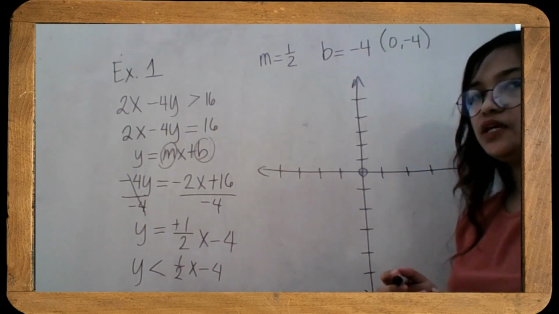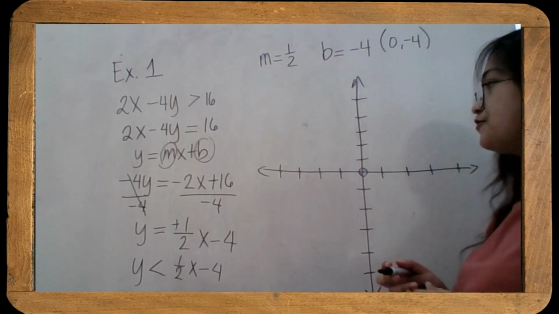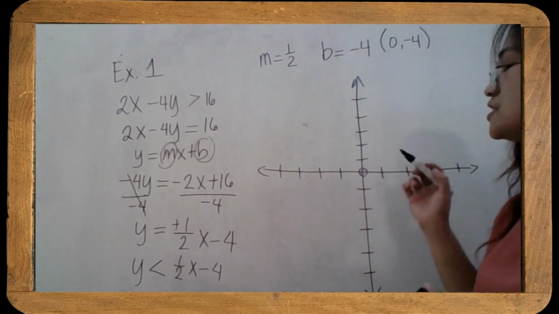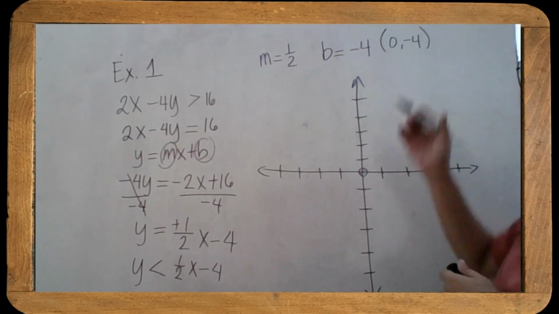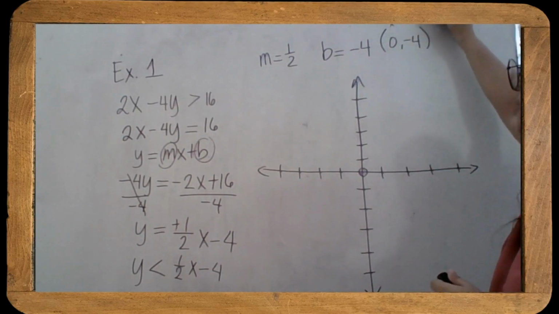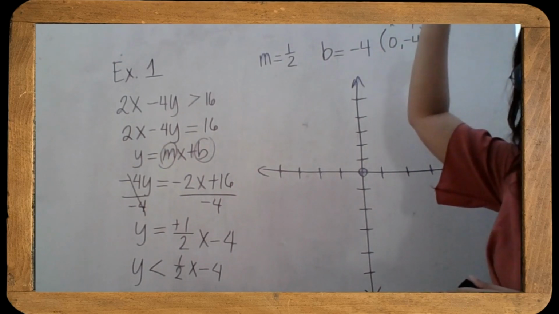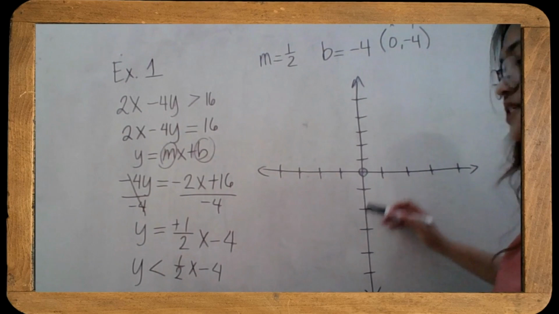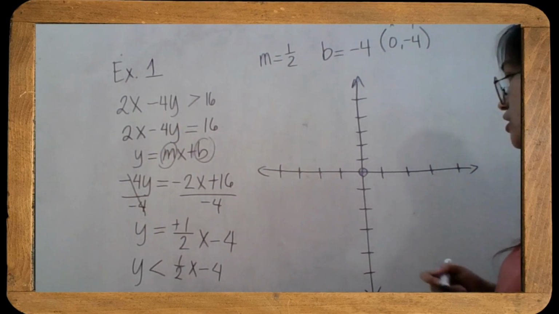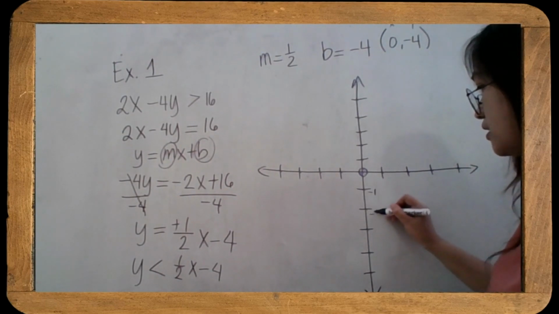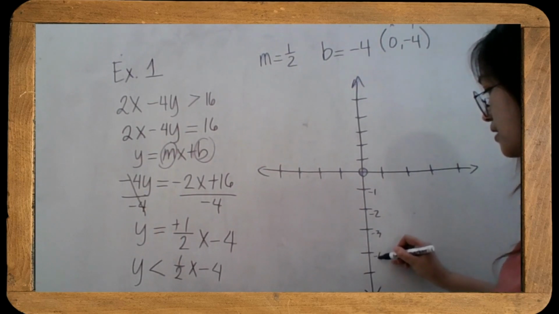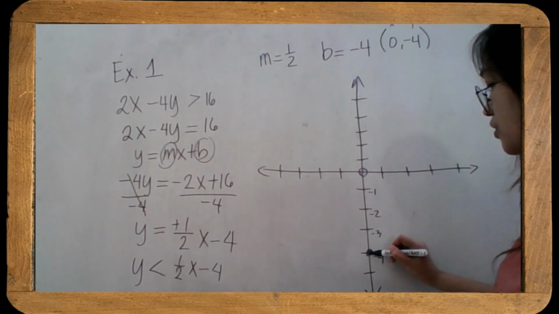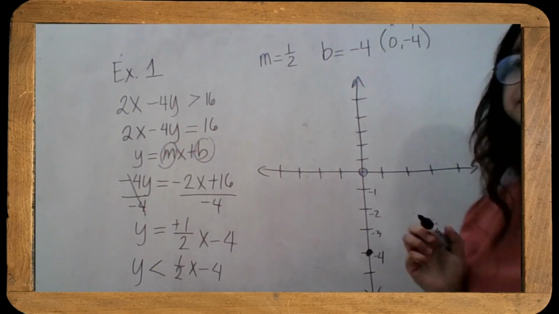So, mag-graph tayo. We start with 0 and negative 4. So, nasan ba yung ating 0? Di ba ito yon? Tapos, nasan yung negative 4? Si negative 4, di ba ang 0 ay x? Si negative 4 ay y. Since siya ay negative, ibig sabihin, sa y-axis siya at nasa ilalim. Negative 4 dito, di ba we have negative 1, negative 2, negative 3, and negative 4. That means we have 0, negative 4. Ito yung ipa-plot natin. Okay?